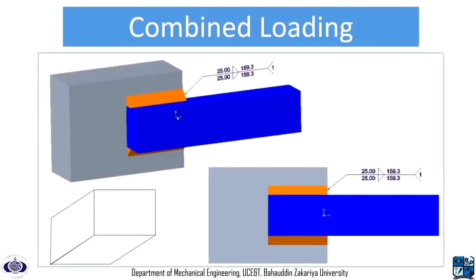Well, one of the problems which students face in combined loading is to differentiate between a torsional load and a bending load. And to find whether a load is torsional or bending, we need to know the plane of moment as well as the plane of weld profile.